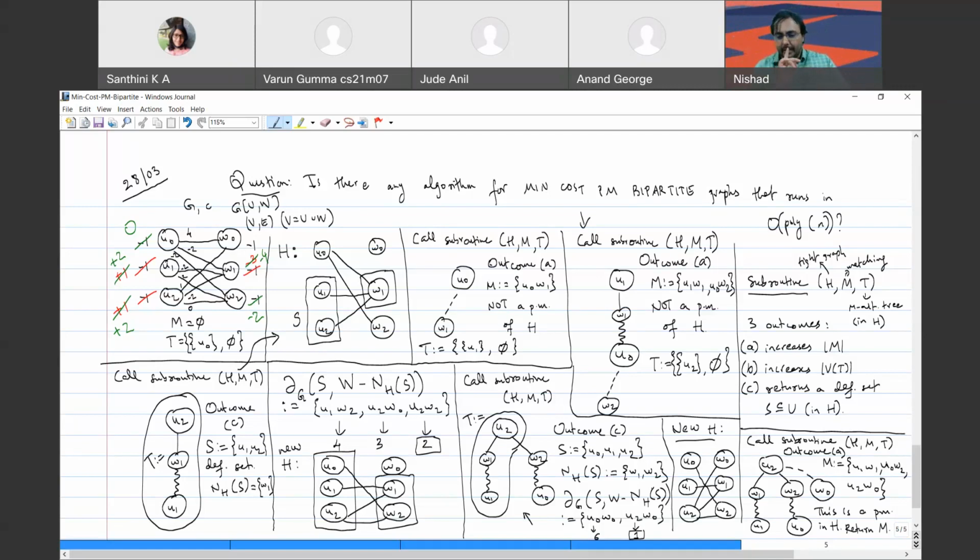Good point. Right. That's right. So what I mean by outcome C is that the outcome C returns a deficient set. Whether the size of the tree increases or not is not that crucial to us. Right? So let me try to think about this again.